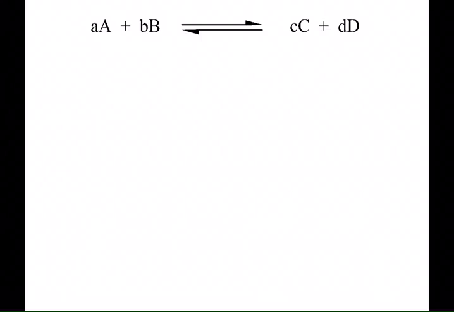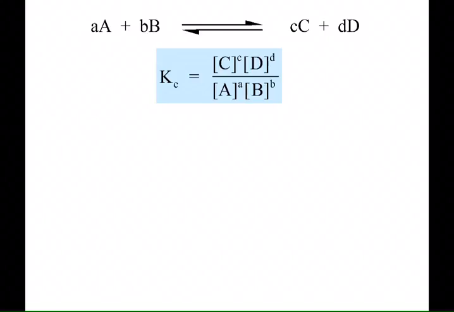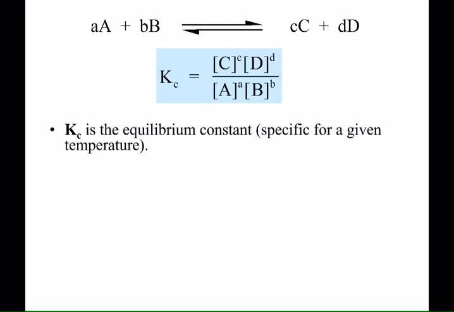So the lowercase letters are the stoichiometric coefficients of those reactants and products. So there is your first equilibrium constant expression. And it is different than your rate law expression. There on the left is your equilibrium constant, K sub C, it's a capital K.